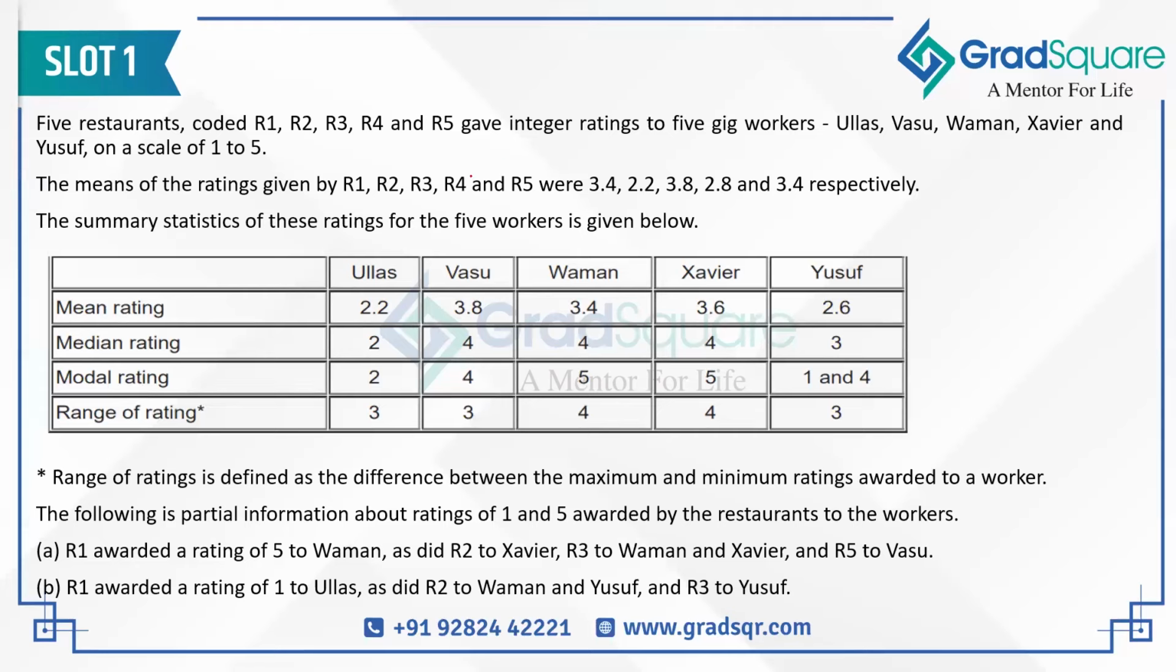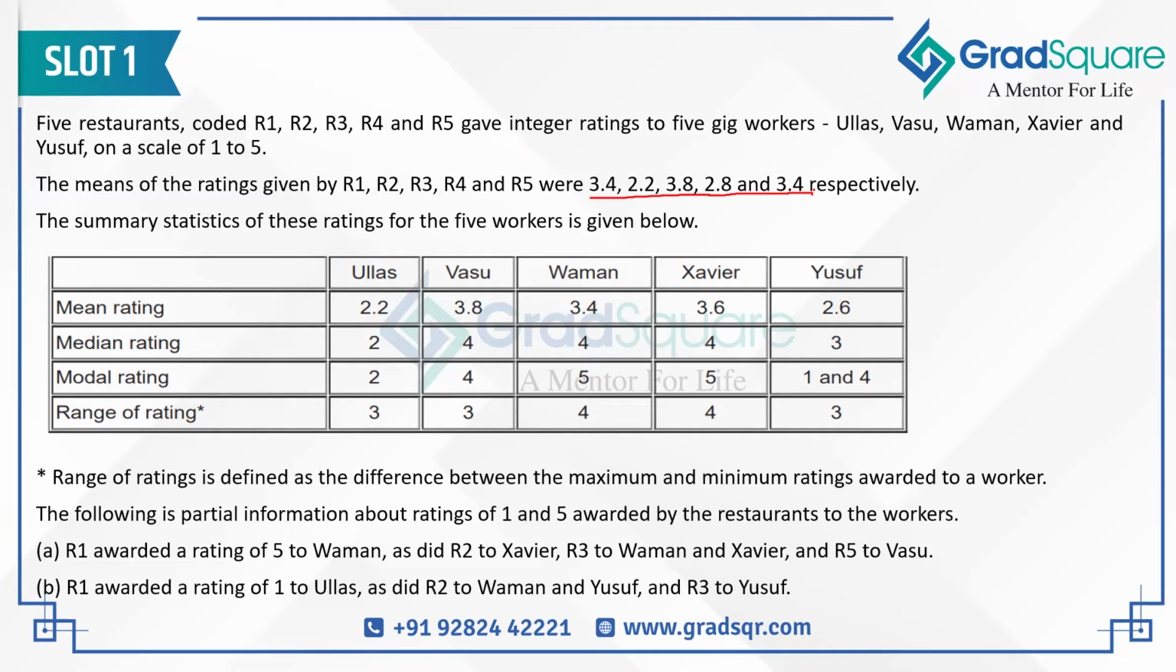The first thing we have been told here is that the means of the ratings given by the 5 restaurants R1, R2, R3, R4 and R5 are 3.5, 2.2, 3.8, 2.8 and 3.4 respectively. Now, mean is nothing but average. So the average rating of each restaurant is calculated as the sum of the 5 ratings that they gave to the 5 workers divided by 5. That is how these mean ratings have been calculated.